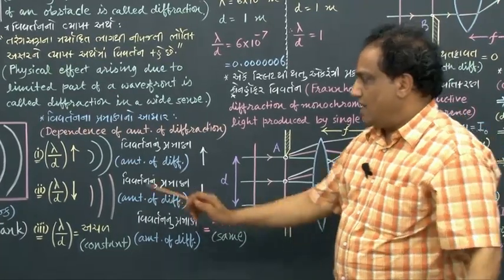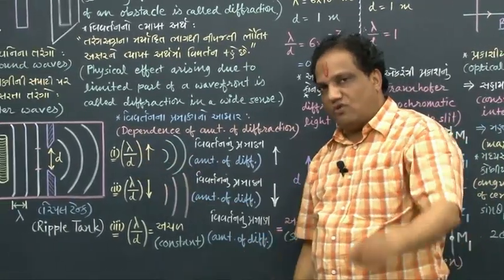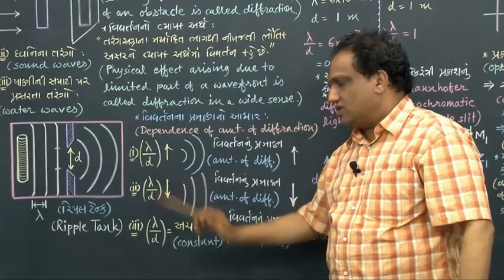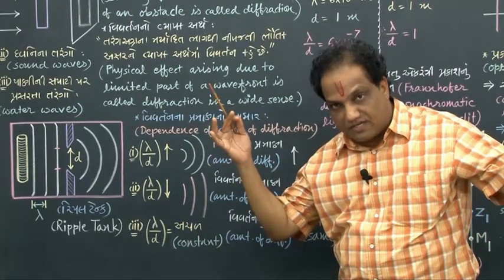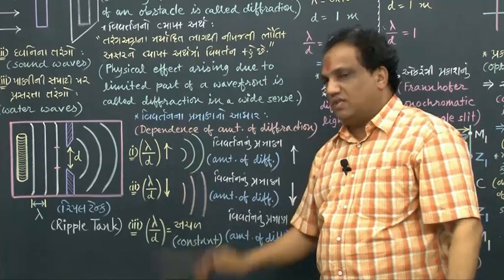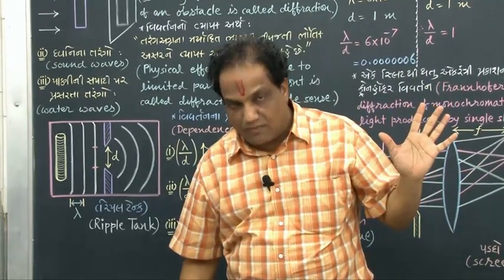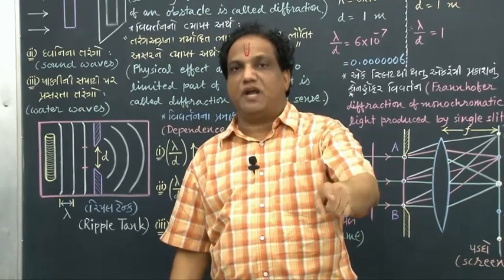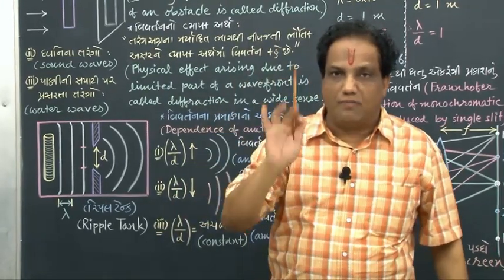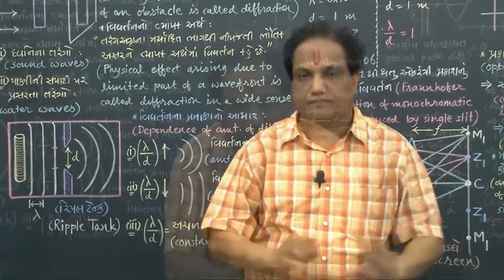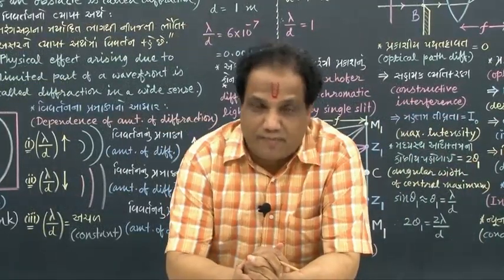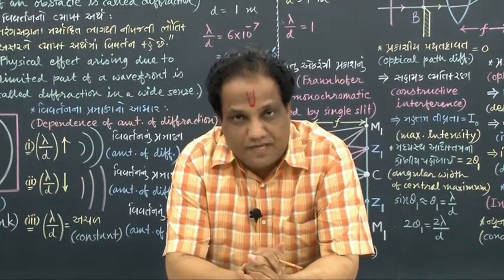Which ratio? Lambda upon d, where lambda is called wavelength of waves and d is called width of the slit. Got it? Please remember this result because we are going to use it in the later discussion. Come on. Amount of diffraction depends on which ratio? Lambda upon d. Please remember. Now let us explain one phenomenon.